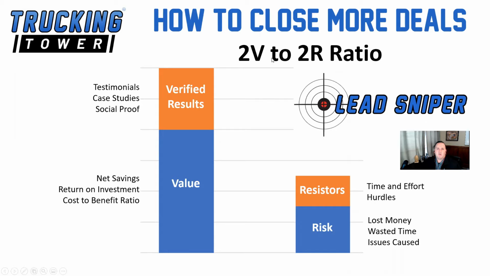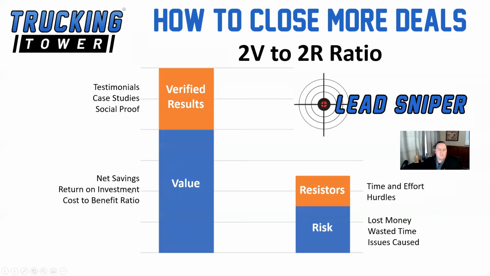Basically, on the 2V side, you want to make sure this left side far outweighs and is way bigger than the right side. So what is the left side? First of all, verified results, and secondly, value. So what are verified results? We're talking about testimonials, case studies, social proof, such as media coverage, podcasting, and so forth.